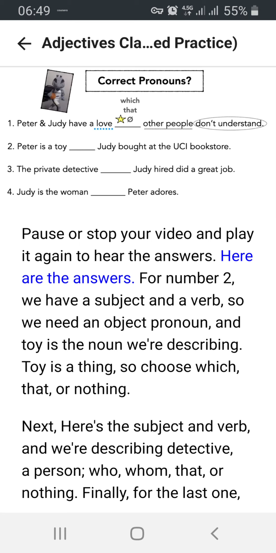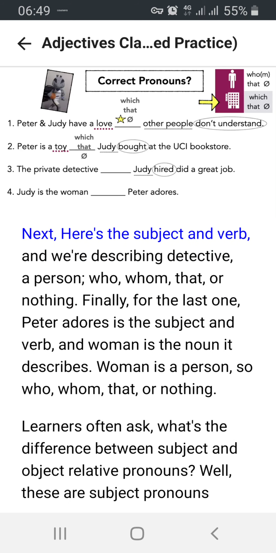Okay, here are the answers. For number 2, we have a subject and a verb, so we need an object pronoun, and toy is the noun we're describing. Toy is a thing, so choose which, that, or nothing. Next, here's the subject and verb, and we're describing detective, a person. Who, whom, that, or nothing. Finally, for the last one, Peter adores is the subject and verb, and woman is the noun it describes. Woman is a person, so who, whom, that, or nothing.